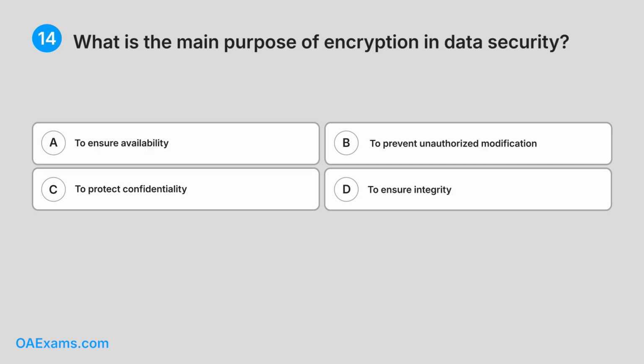14. What is the main purpose of encryption in data security? A. To ensure availability. B. To prevent unauthorized modification. C. To protect confidentiality. D. To ensure integrity. Can you guess the answer?